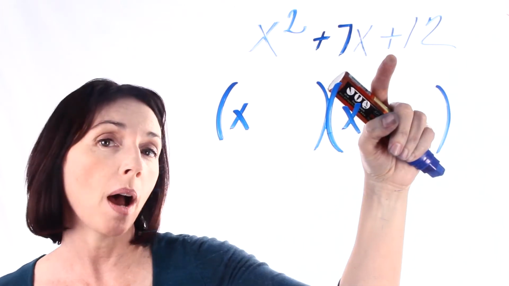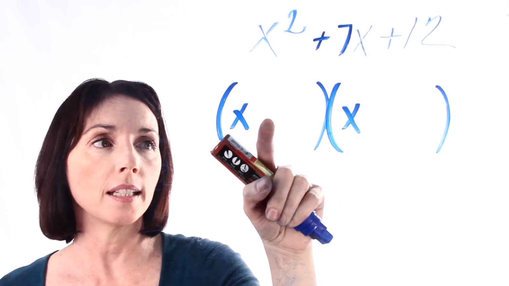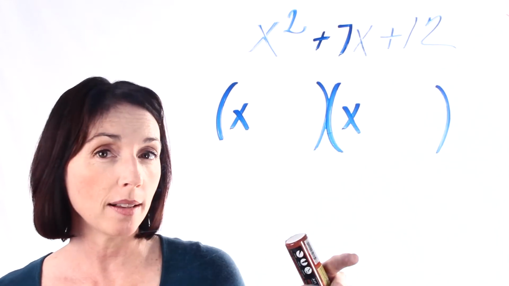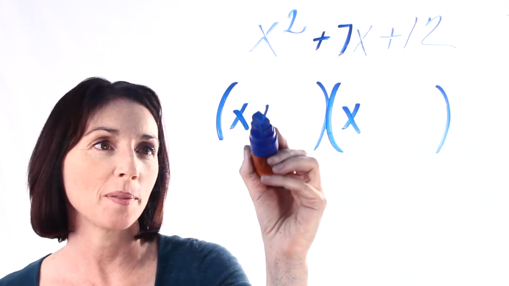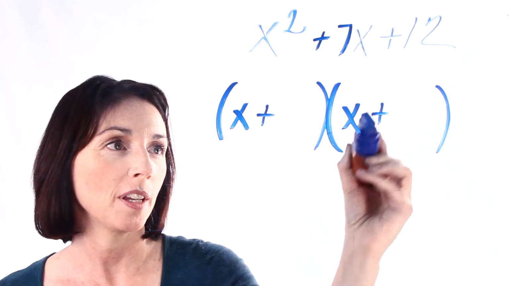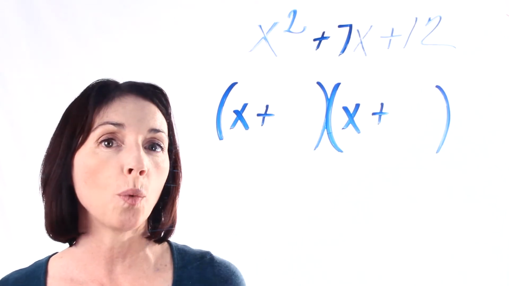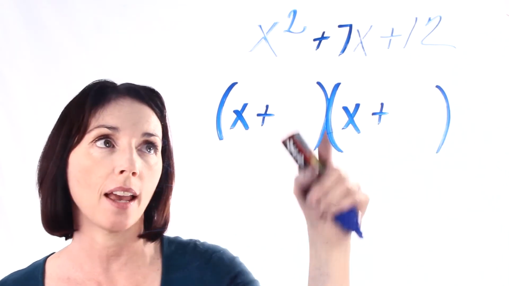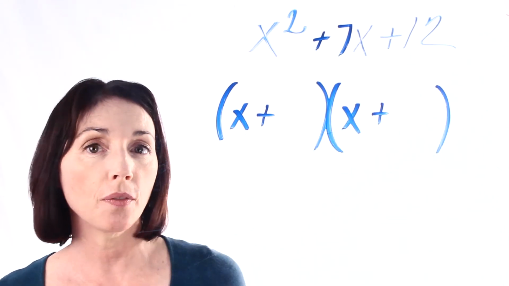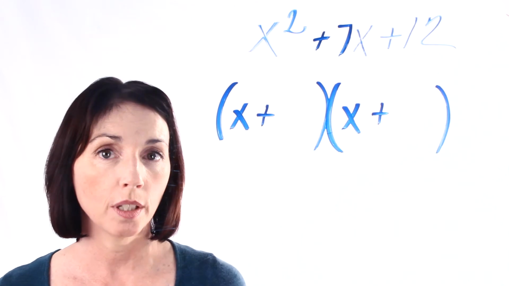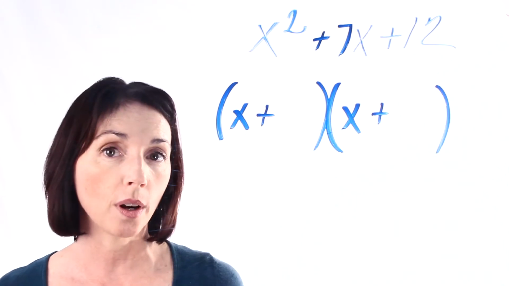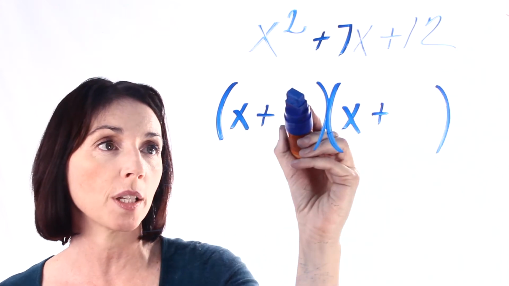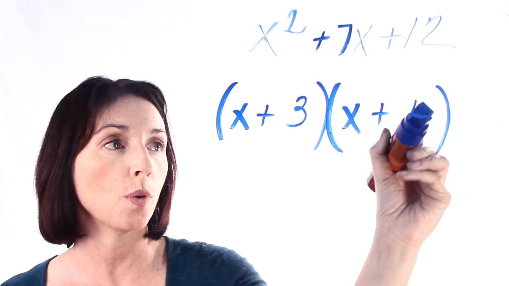Now, if this is a positive sign, your signs in here are both going to have to be the same. And if this is also a positive sign, they're both going to be pluses. So now we have to figure out what two numbers multiply together to be 12 and add together to be 7. Well, some of the factors of 12 are 1 and 12, 2 and 6, and 3 and 4. 3 plus 4 is equal to 7. So what we have is x plus 3 times x plus 4.